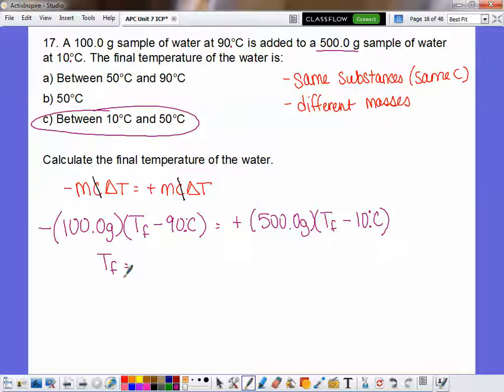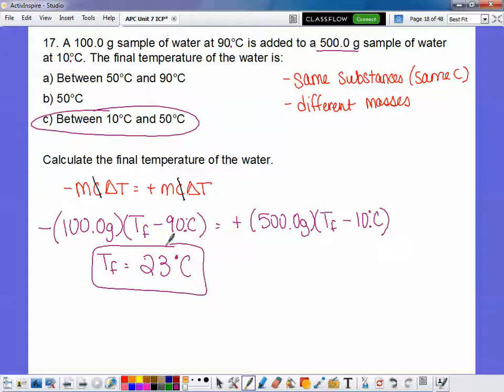And I'll give you a hint. We were correct in our prediction that it is between 10 and 50. So if you didn't get between 10 and 50, you did math wrong. What is it? 23? If you did 3 sig figs, it was like 23.3. 23 degrees Celsius. Yay. All right.